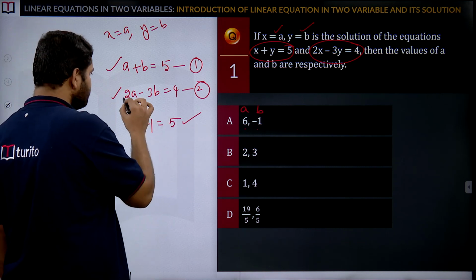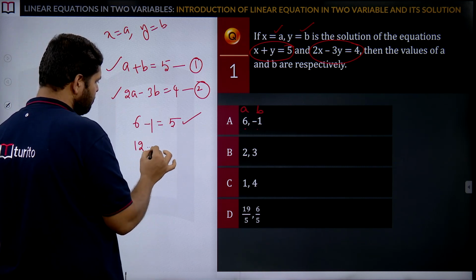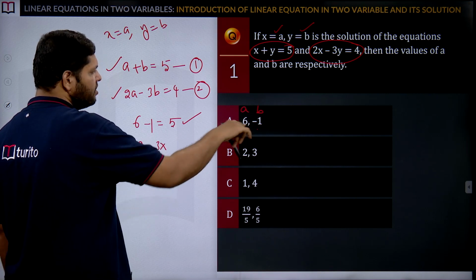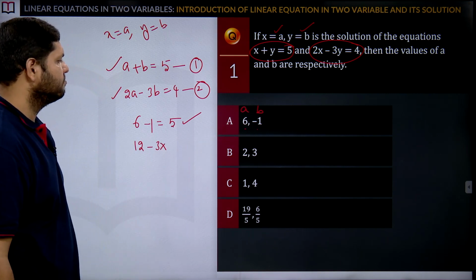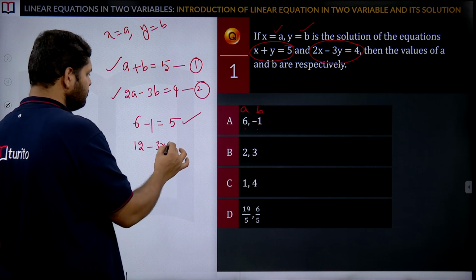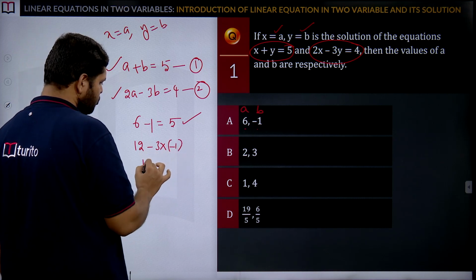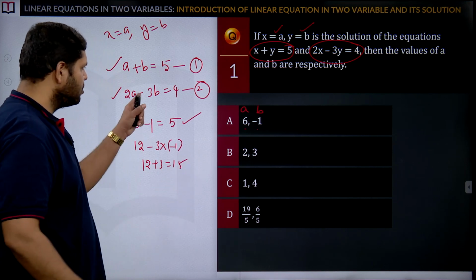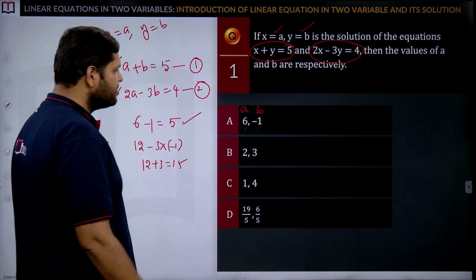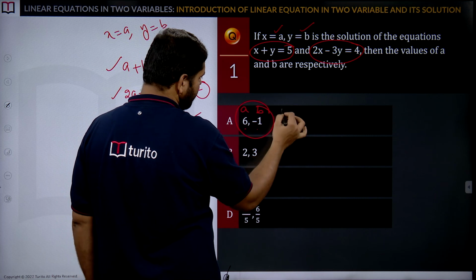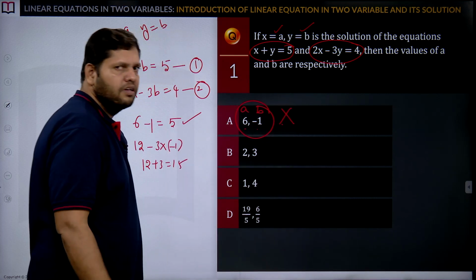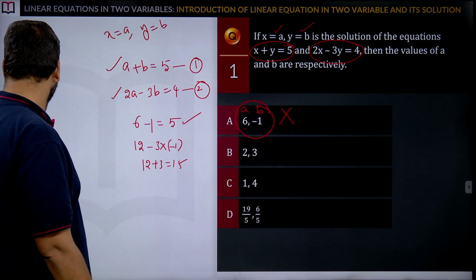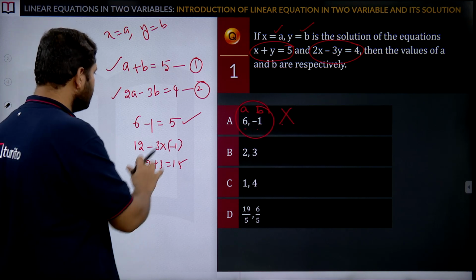So a is equal to 6. So 2 into 6 is 12, minus 3 into, what is this value, children? It is minus 1. So this is 12, this is plus 3, so this is 15. So LHS is not equal to RHS. So it is satisfying only the first equation and the second equation is not satisfied. So the answer is wrong. Now we will go for the second one.